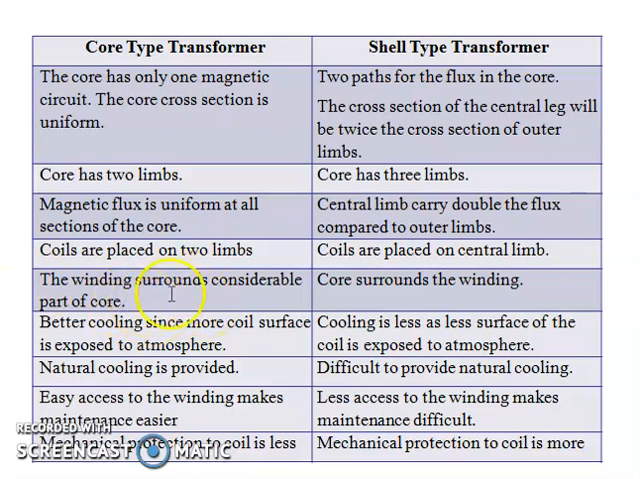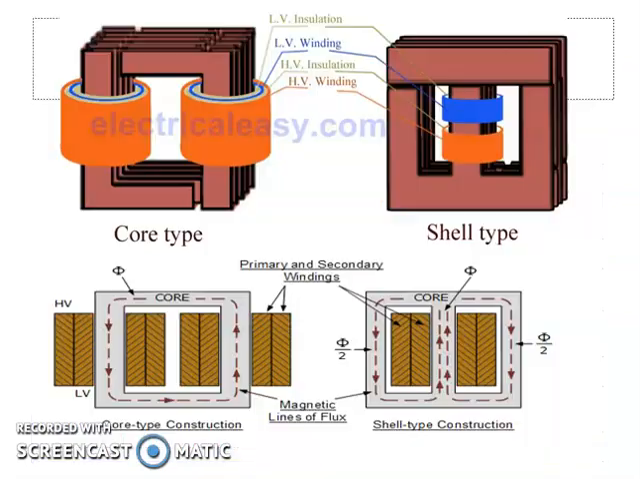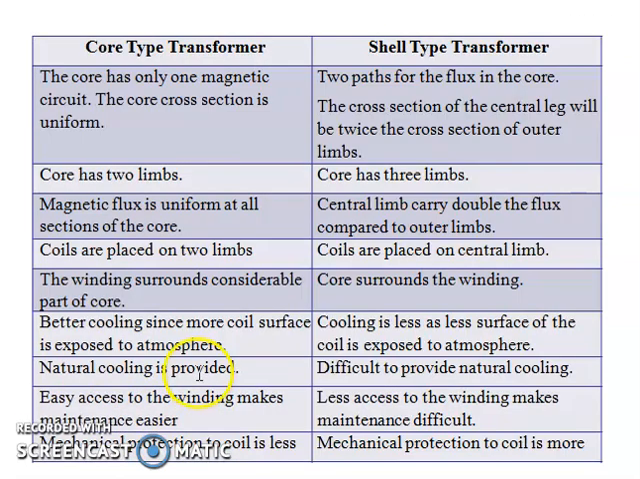The winding surrounds a considerable part of the core. There is better cooling since more area is provided, and natural cooling is also provided. There is easy access to the windings for maintenance. Mechanical protection of the coil is less as compared to shell type.